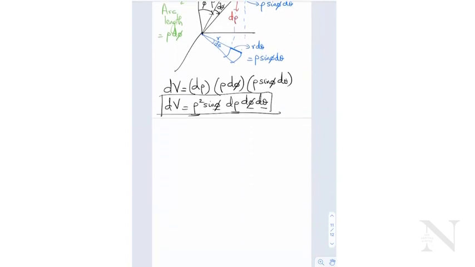Just to summarize spherical coordinates before we start doing examples. Remember that your spherical coordinates are made up of a radius and two angles. So x equal to r cosine theta would be now rho sine phi.